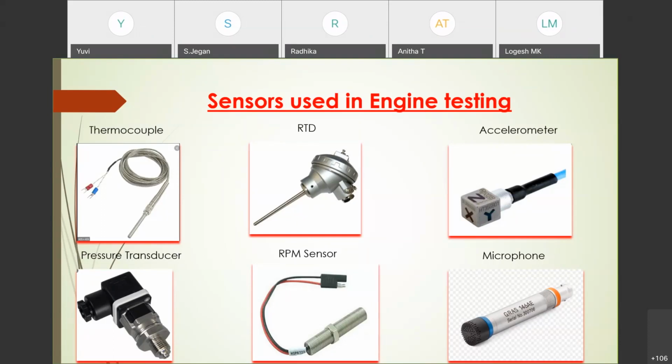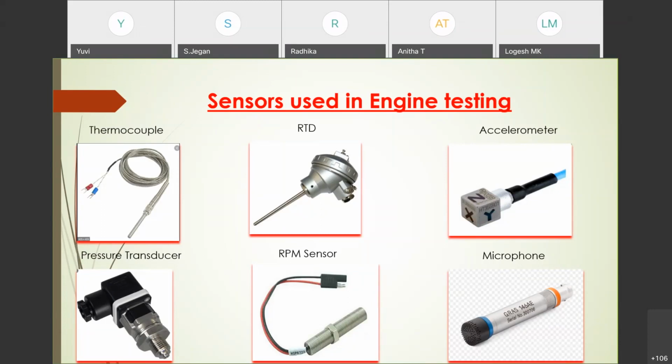We call it a pressure sensor when the output is 4 to 20 milliamps. We call it a pressure transducer when the output is purely voltage related. Again, in this transducer also we have many technologies: piezoelectric, piezoresistive, piezocapacitive.